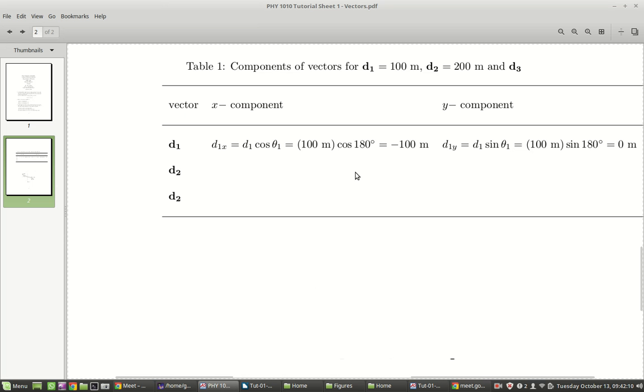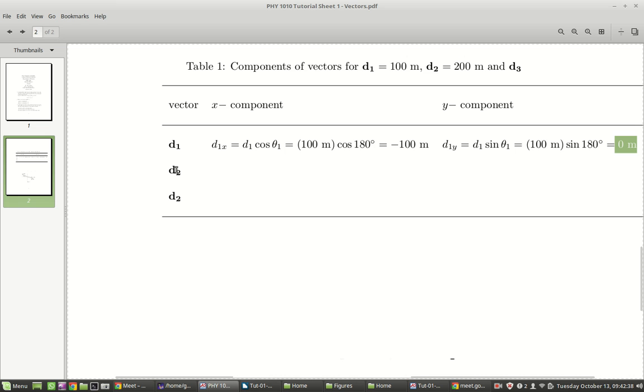So you see something here. When a vector lies along the negative x-axis, it has a size of minus 100 meters, and it does not have any y component. The y component is 0. That's one thing to learn. When a vector lies along a particular axis, in this case the negative x-axis, it has no y component. The y component comes out to be 0.